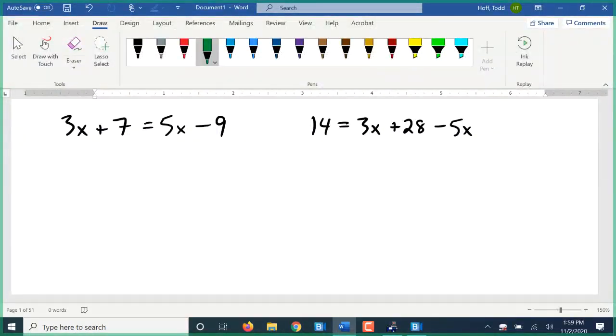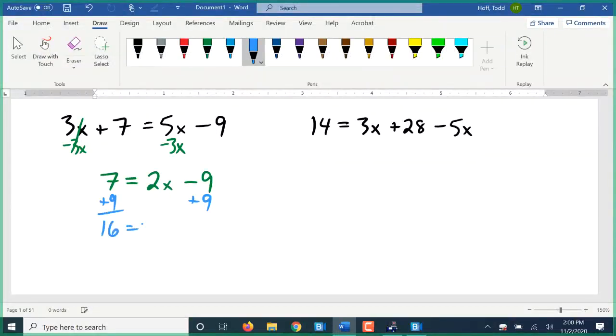So for the first one here, there's nothing to combine on either side, but there is a variable on both sides. So we need to get rid of one of them. The 3x is the smaller one, so we're going to subtract 3x. So I got to subtract 3x from the other side as well. So on the left side, I just have 7. On the right side, 5x minus 3x is 2x. And I have the negative 9. Now we're ready to solve it. I'm going to add 9. Got 16 equals 2x. And divide by 2. 8 equals x.